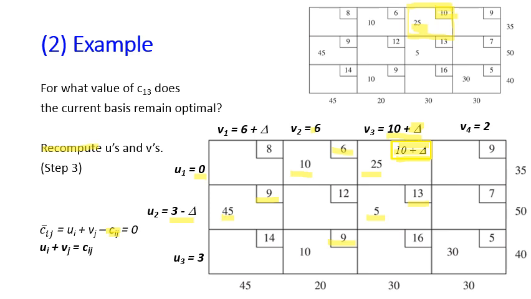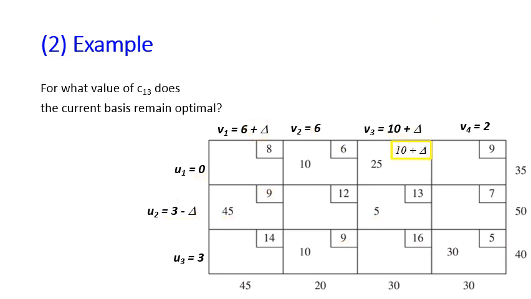Again, as I said before, be careful with the deltas in the u's and the v's. The formula is still the same: ui plus vj must be equal to Cij. So for example here, 3 minus delta plus 6 plus delta equals 9. So now that we have recomputed all the u's and the v's, it's like step 3 in the transportation simplex problem, and as usual, we go to step 4.